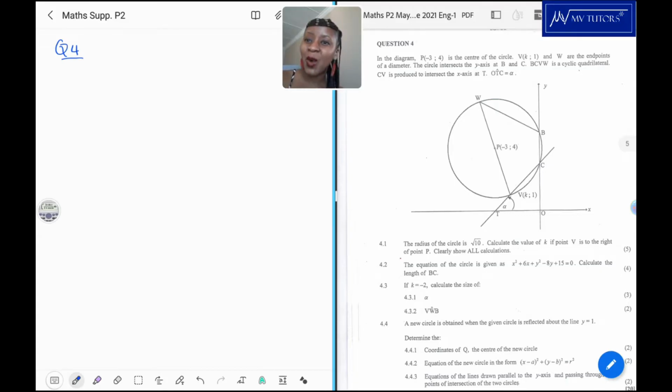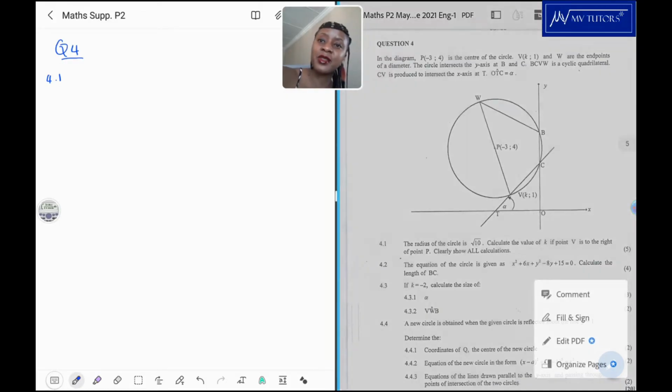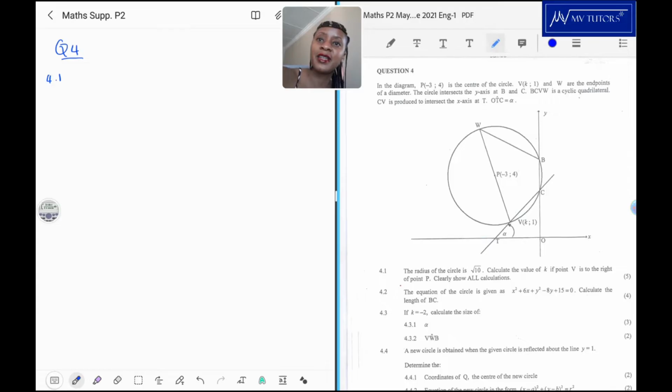All right, what do they require of us? The radius of the circle is root 10. So if I mark it over here, here's my radius, root 10. It means the whole diameter will be equal to 2 root 10.